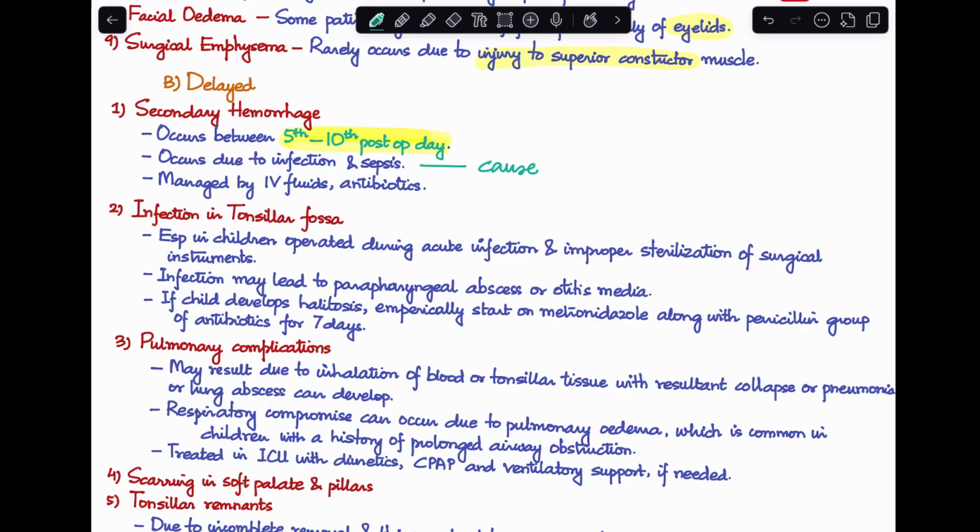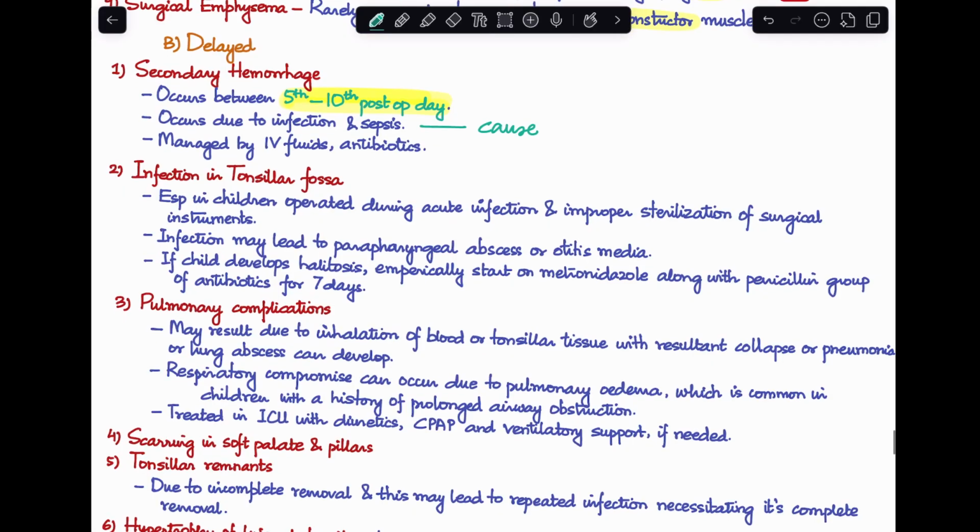Next complication is infection of the tonsillar fossa. Now, this is a very common complication that happens if you end up performing a hot tonsillectomy, that is, performing tonsillectomy during the time of acute infection, and if there is also improper sterilization of the surgical instruments used. This infection can end up leading to parapharyngeal abscess development or even otitis media.